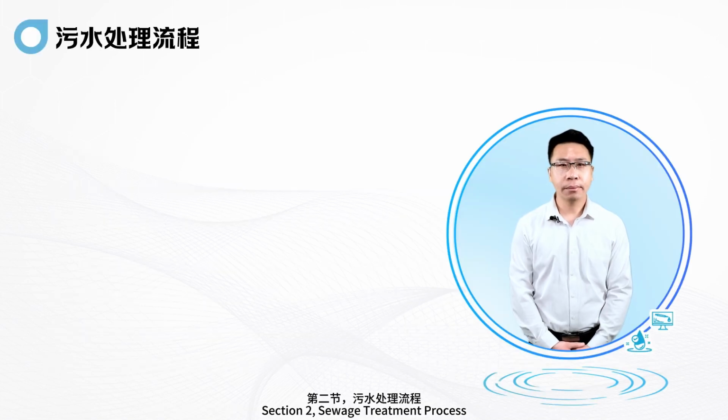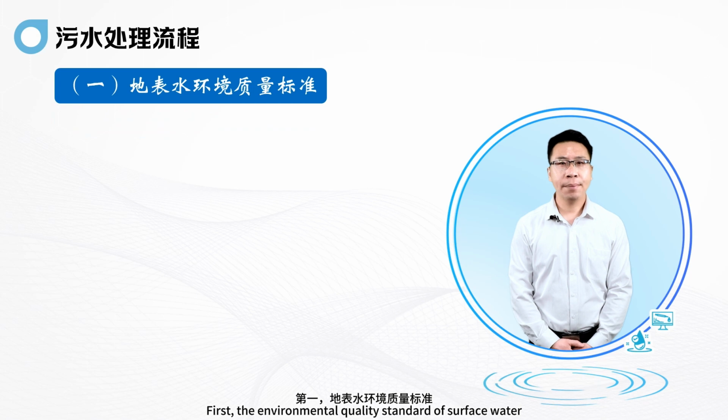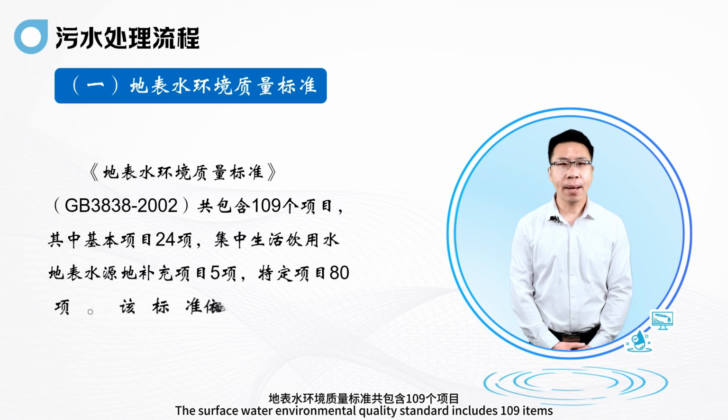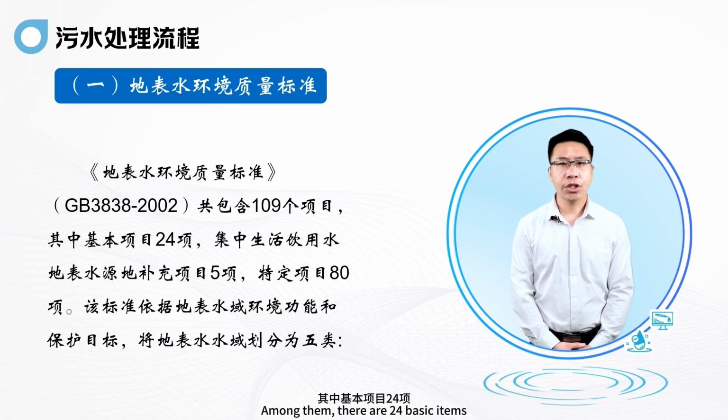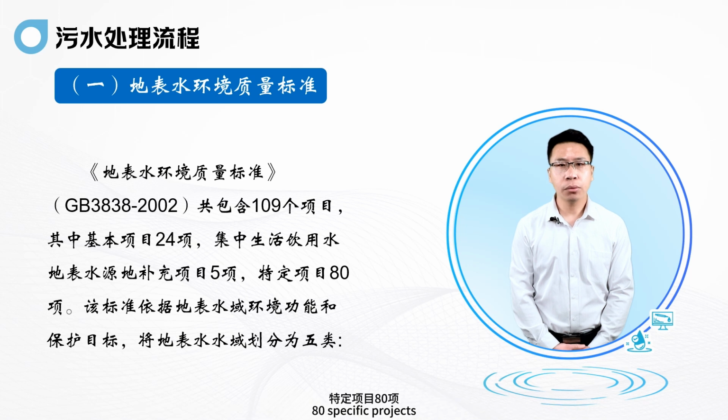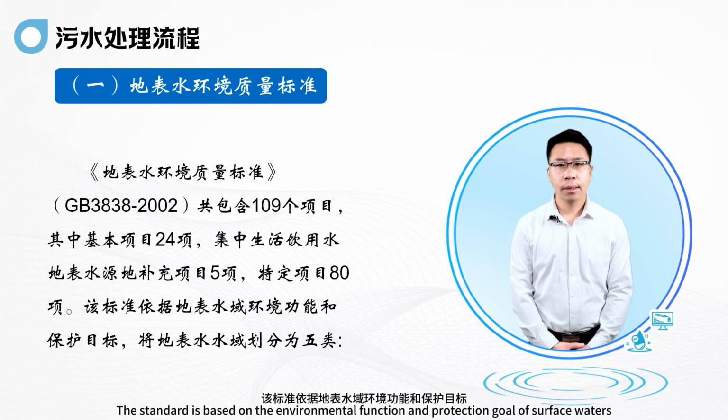Section 2. Sewage Treatment Process. First, the Environmental Quality Standard of Surface Water. The Surface Water Environmental Quality Standard includes 109 items. Among them, there are 24 basic items, 5 supplementary projects for surface water sources of centralized drinking water, and 80 specific projects. The standard is based on the environmental function and protection goal of surface waters.